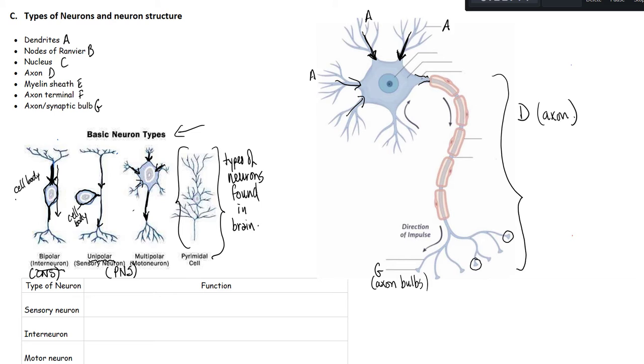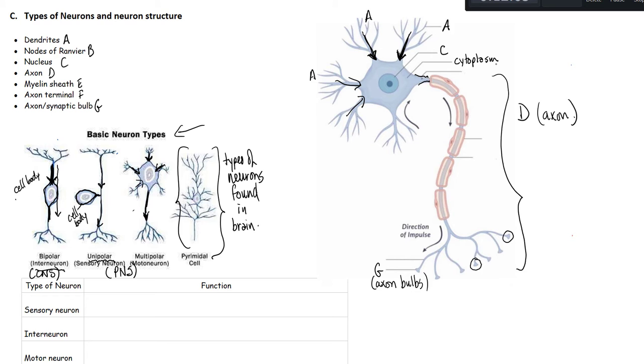Then we've got, of course, the nucleus, which is C. And then we have the nucleoplasm or neuroplasm. We'll just call it cytoplasm, the fluid of the cell, where we find all the organelles. And what else do we have in there?